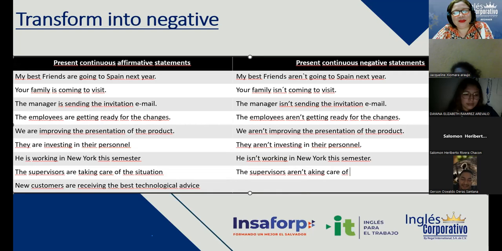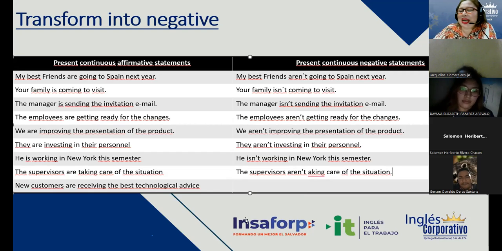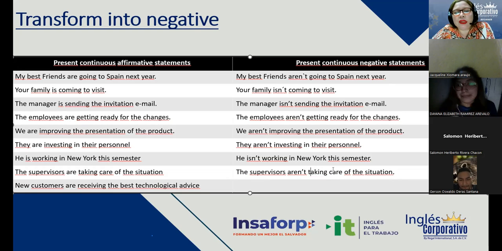¿Y sería todo el complemento? Yes, of course. Okay, what is missing, guys? Letter T. Yes. Letter T. This is a typo. Okay, typo es un error de dedo.